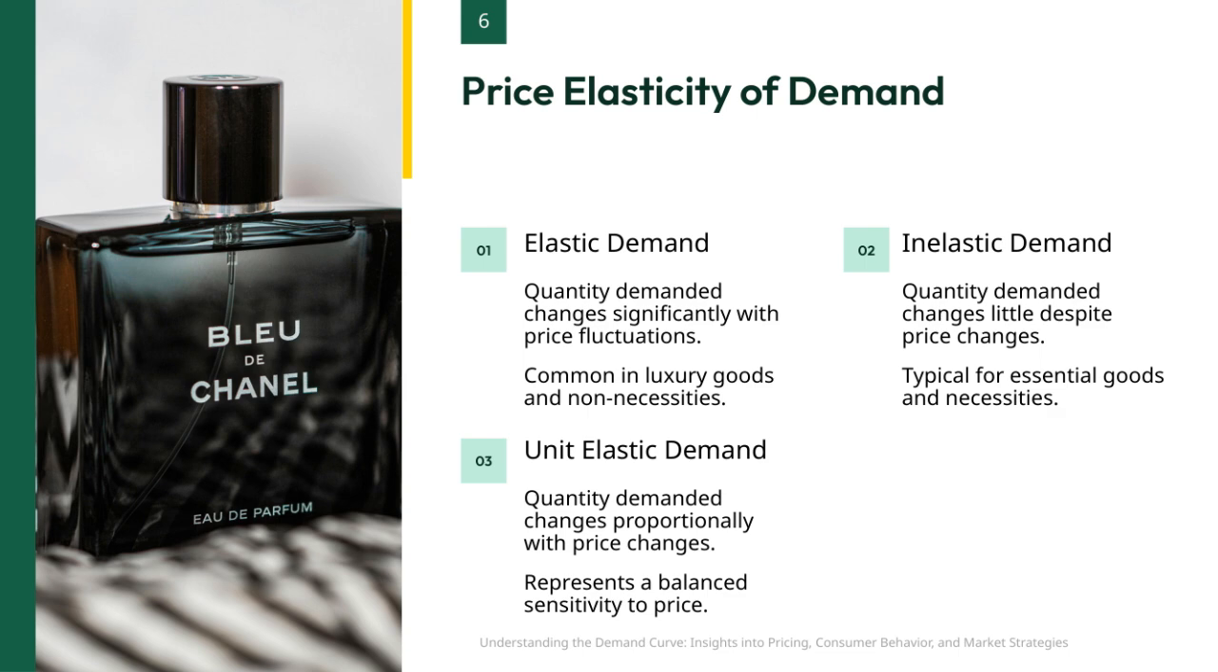Moving to inelastic demand. Here, the quantity demanded hardly changes even when prices do. This is typical for essential goods or necessities, where consumers need the product regardless of price shifts. Finally, unit elastic demand represents a balanced situation where the quantity demanded changes proportionally with price changes. Understanding these three types helps businesses and economists predict how consumers will react to pricing strategies. The image beside illustrates a luxury product, tying nicely to the concept of elastic demand.